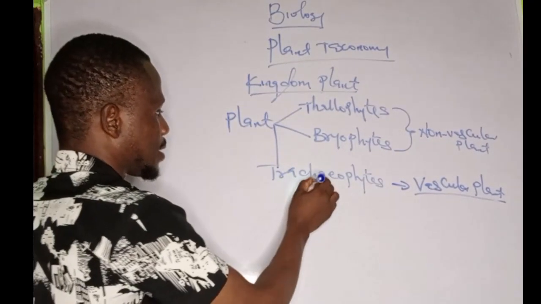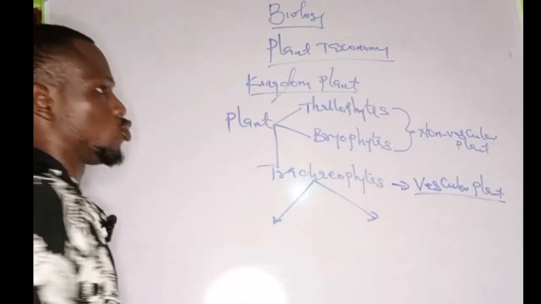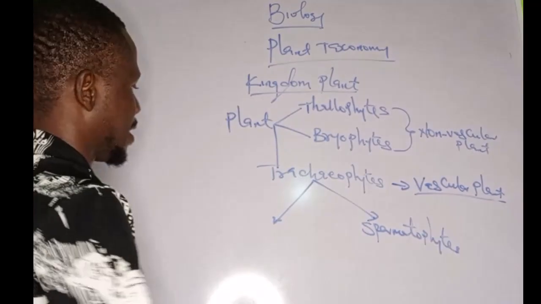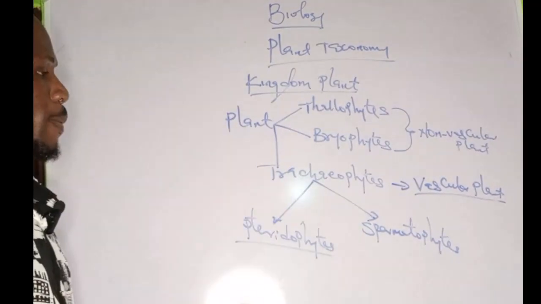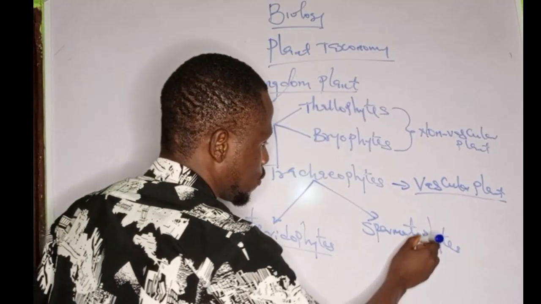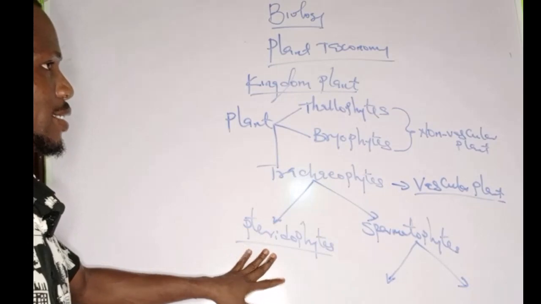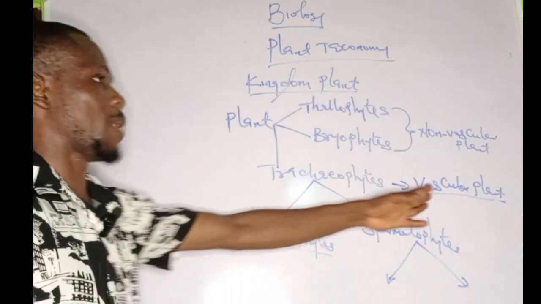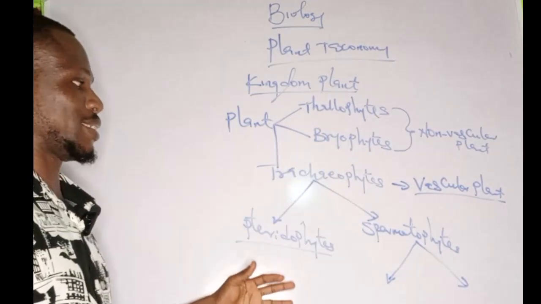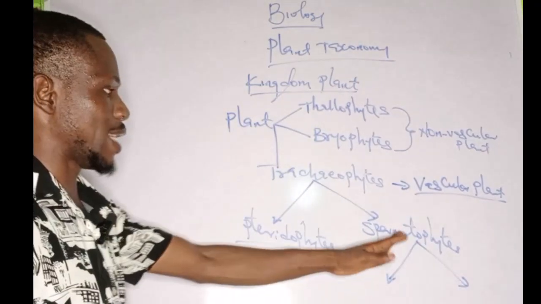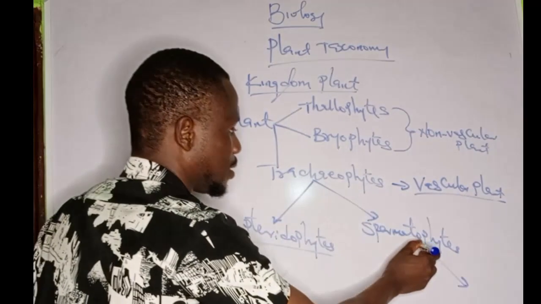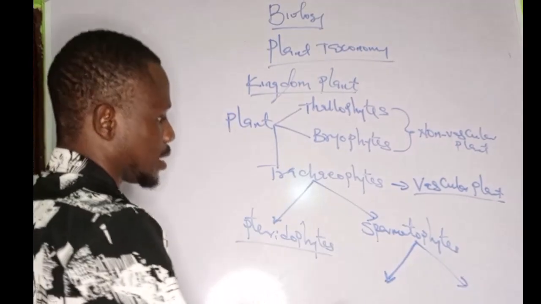The tracheophytes are further divided into 2: the spermatophytes and the pteridophytes. Remember, both of them are vascular. Pteridophytes are the first vascular plants that evolved from bryophytes, so they are less advanced than spermatophytes. Spermatophytes are said to be more advanced than pteridophytes.